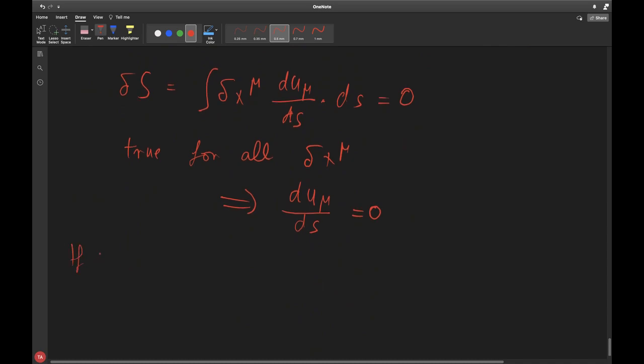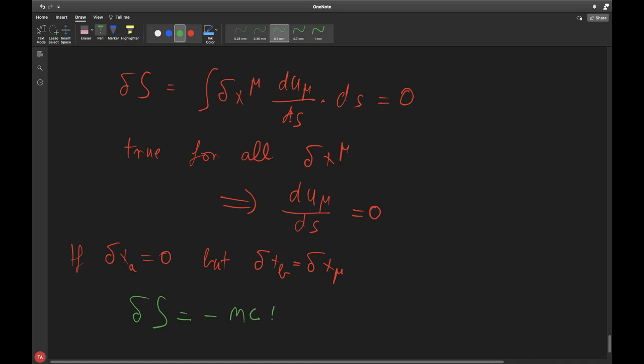If we fix the original point, if we say that the delta xa is 0, but the endpoint can be anything, but the delta of xb is the delta x mu, then what we get is that the delta s is the same as minus mc.